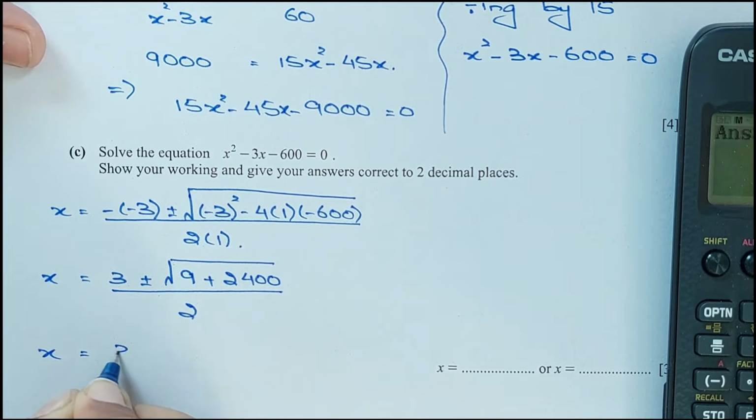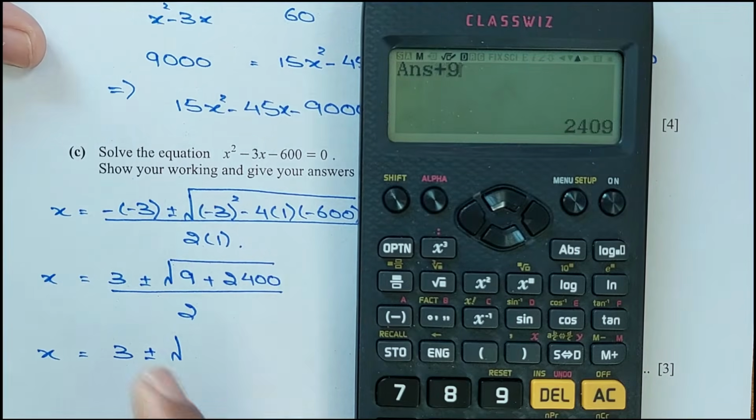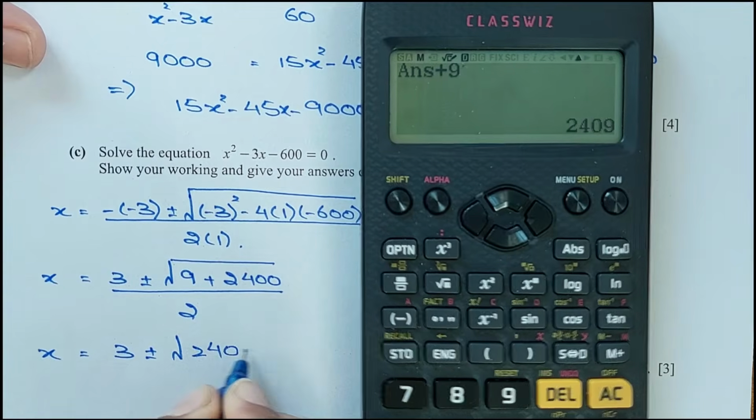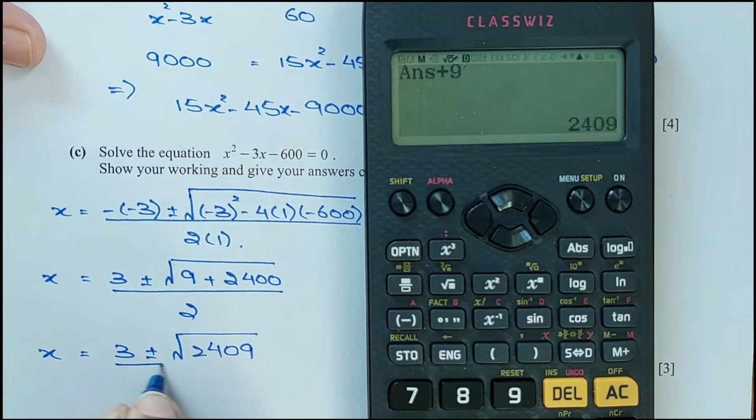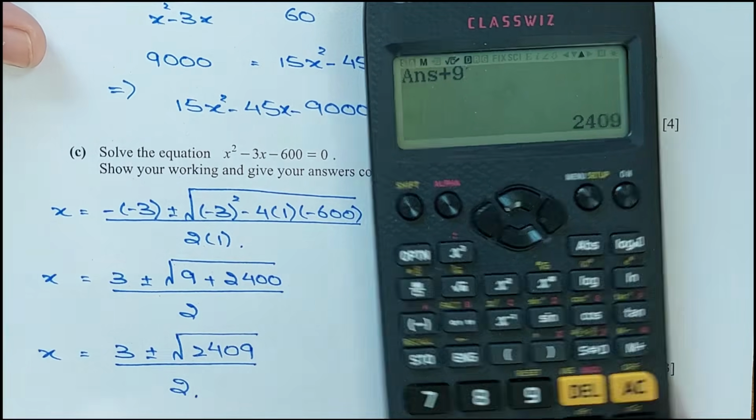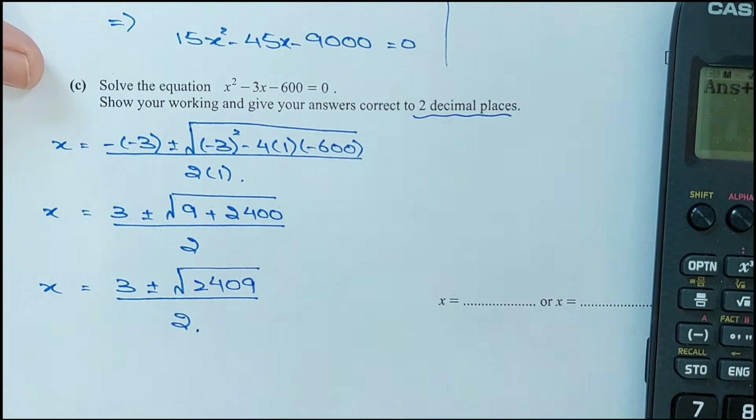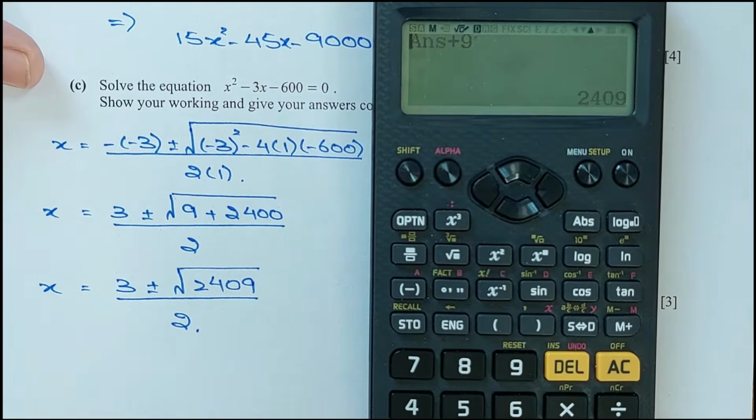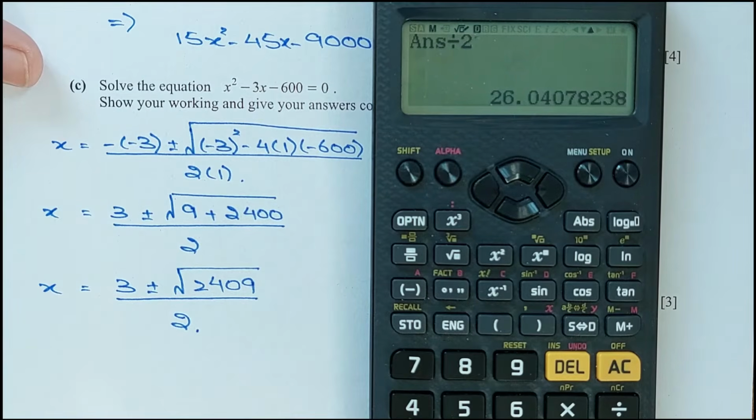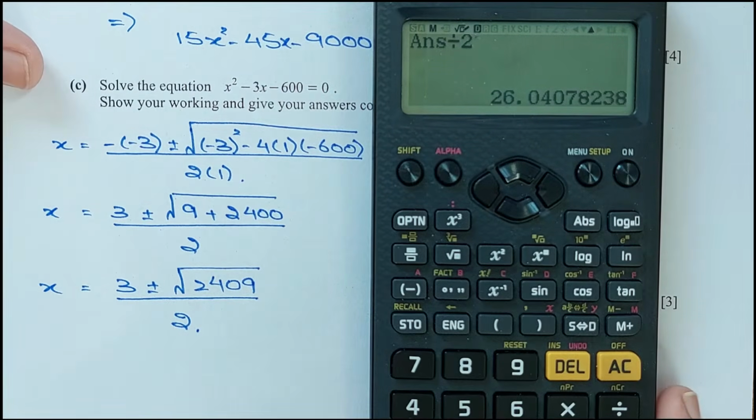x equals 3 plus or minus the square root of 9 plus 2409, divided by 2. We have to find the answer correct to 2 decimal places, right? Okay, so let me find the two roots. 3 plus the square root of 2409, divided by 2, is 26.04 up to 2 decimal places.